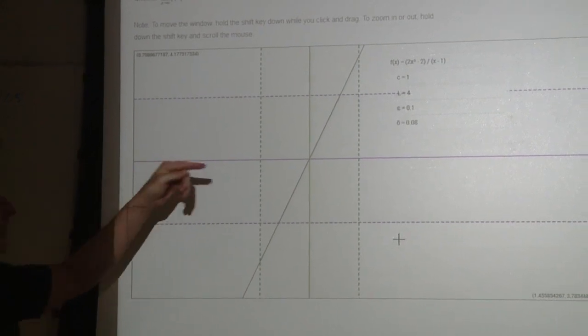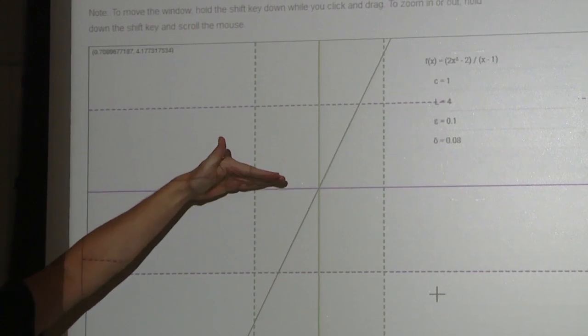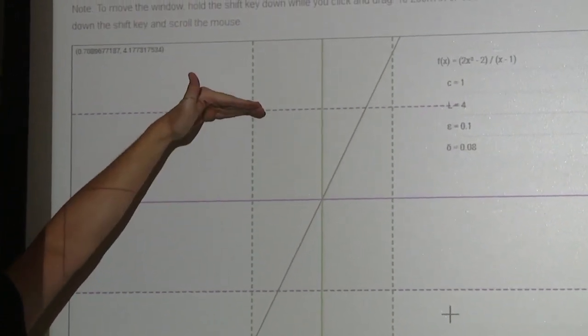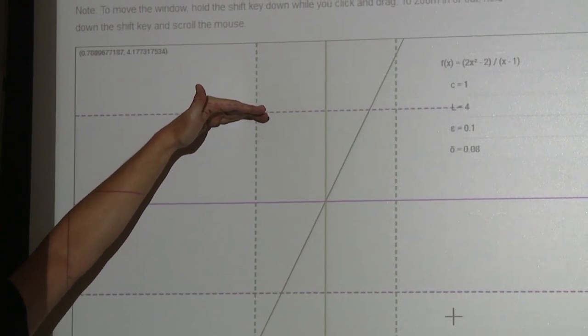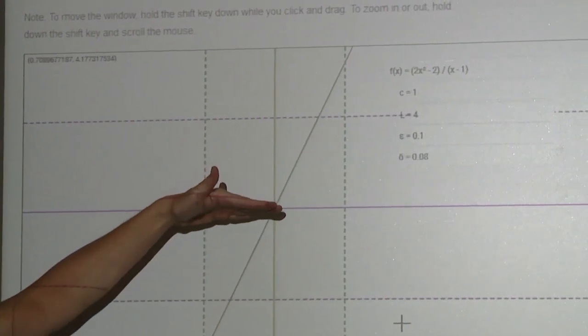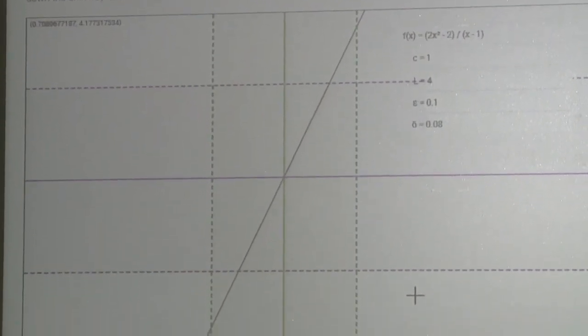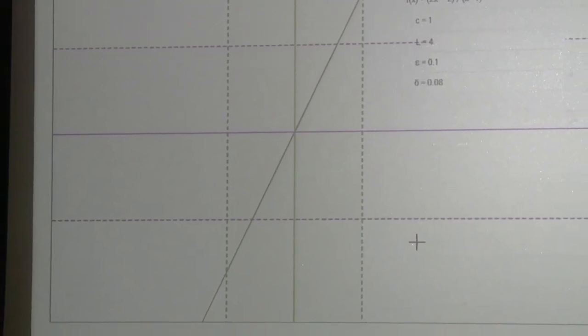First of all, let's remind ourselves of what's happening. This is L equals 4. He's giving us an epsilon band of 1/10. So we're going from 4 up to 4.1. This is 0.1. So we're going from 4 to 4.1 and down to 3.9. So we want to stay within 3.9 and 4.1. But is this delta working?